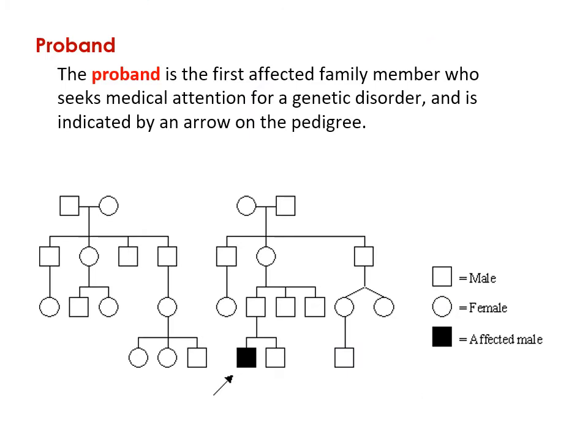What is a proband? The first member in the family history being diagnosed with a certain disorder and who seeks medical attention is called the proband. In the next few slides, I will present some examples of autosomal disorders.